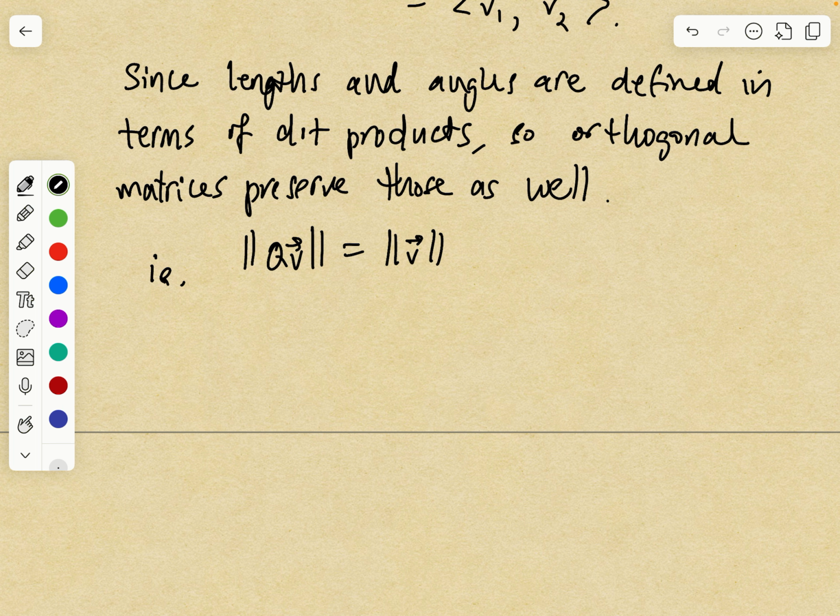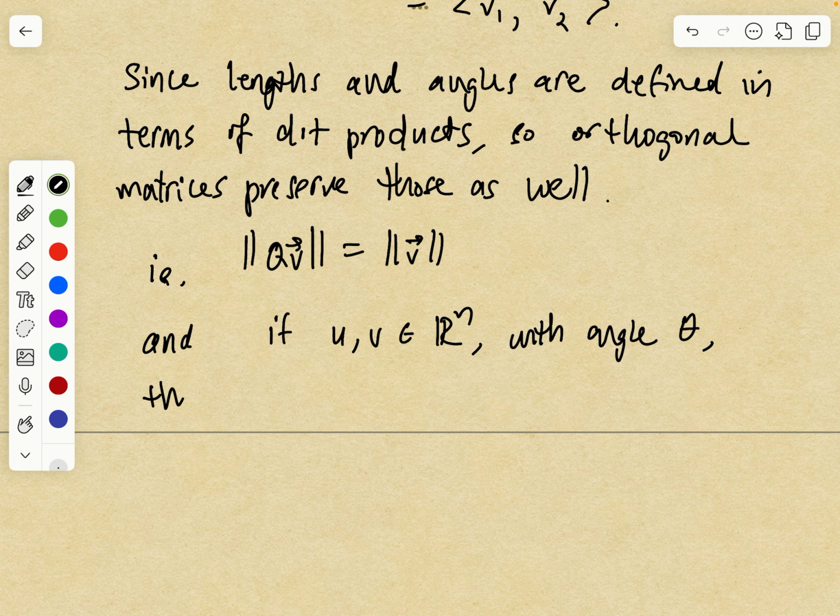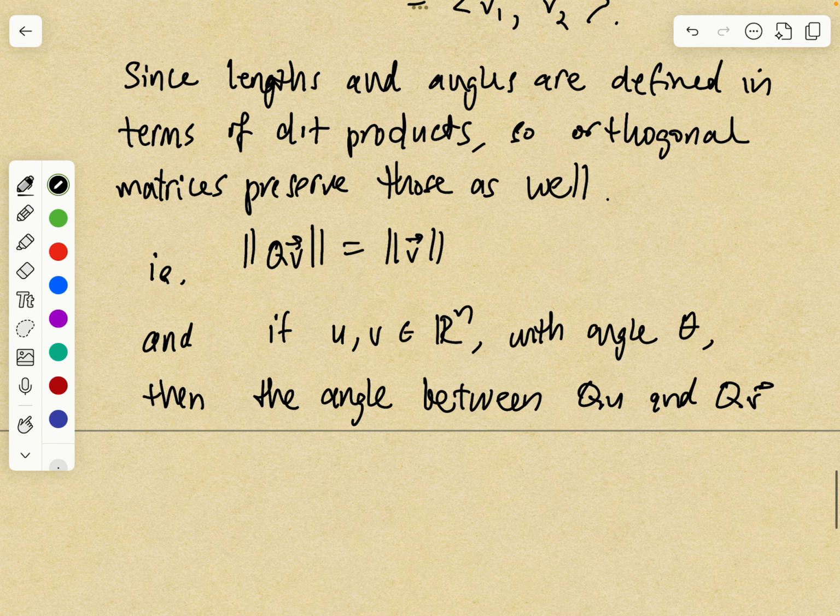And then for angles, the way to phrase it is if you have two vectors u and v in Rn with angle, say theta, then the angle between Qu and Qv is also theta.